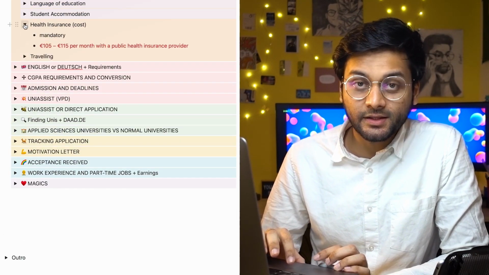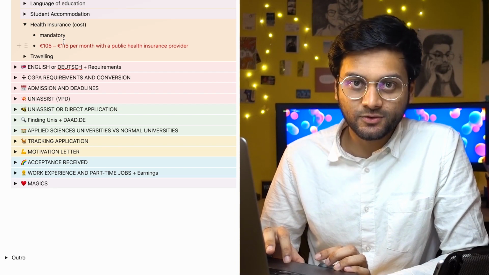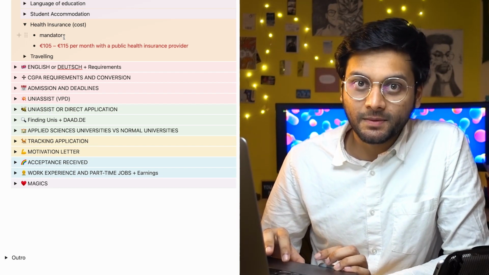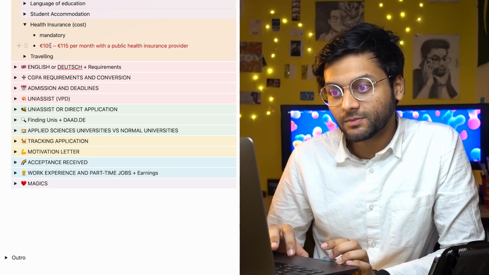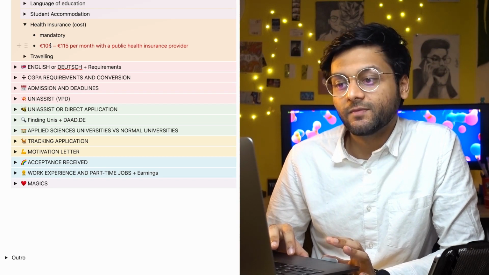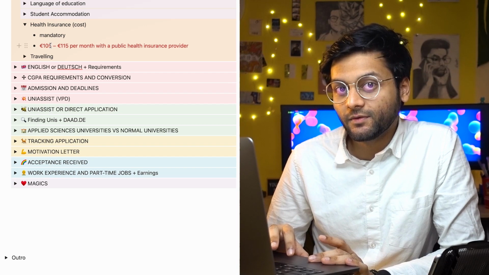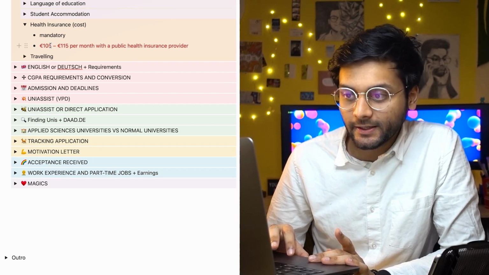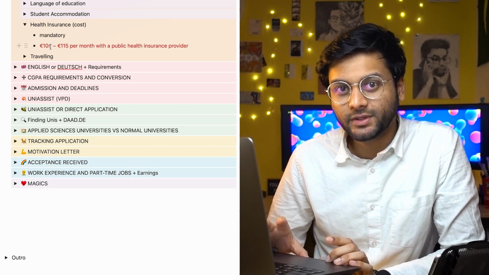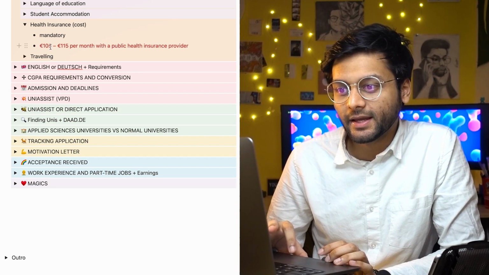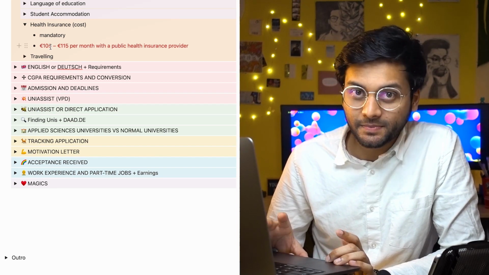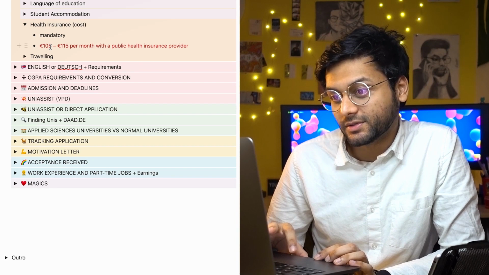So health insurance is mandatory in Germany. Everybody has to get it, whether you take private or public. Public insurance, which is mostly valid everywhere, costs you somewhere around 105 to 115 euros per month depending upon which provider you are taking. Private ones can cost you somewhere around 30 to 50 euros per month, but I have heard they are not accepted everywhere, like in jobs or things like these.